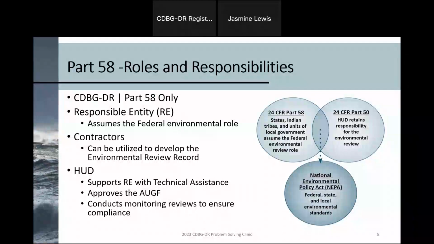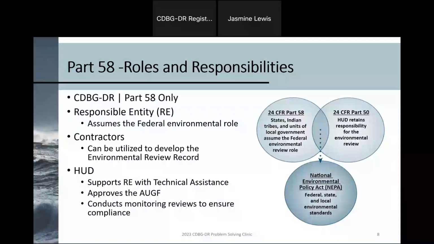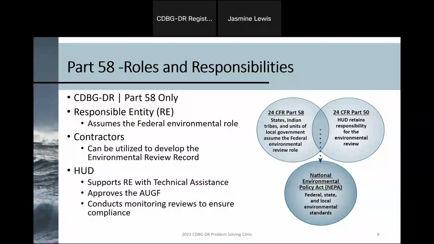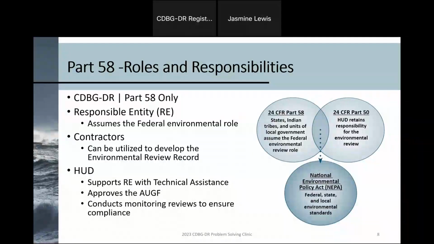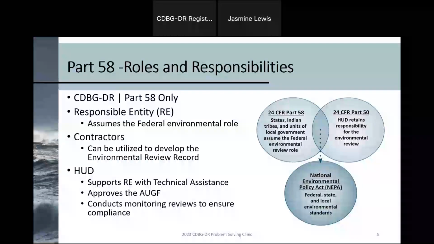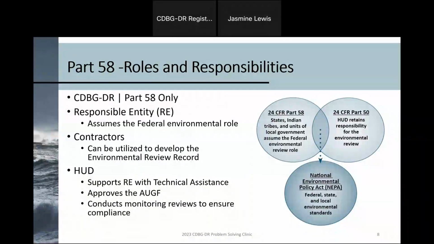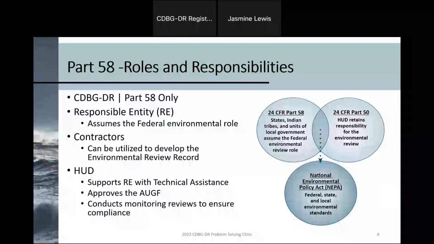on to responsible entities, who again are states, units of general local government, Indian tribes, Alaska Native villages, or the Department of Hawaiian Homelands when it is the recipient under the program. So as an RE, you are responsible for conducting the environmental review, including carrying out any necessary consultations, determining mitigation measures. You also must prepare and publish public notices when required, such as a notice of intent to request release of funds and making a finding of no significant impact.